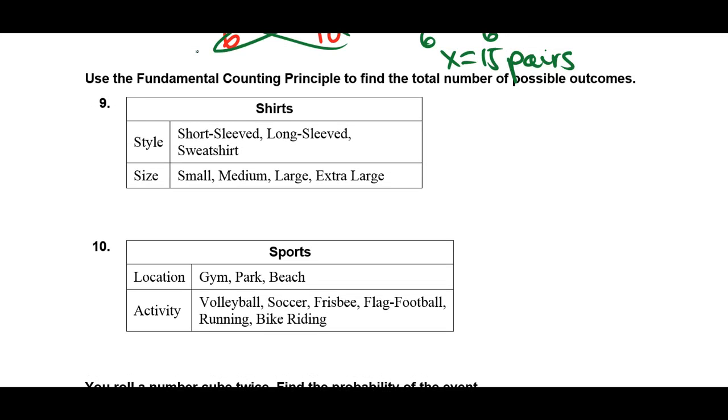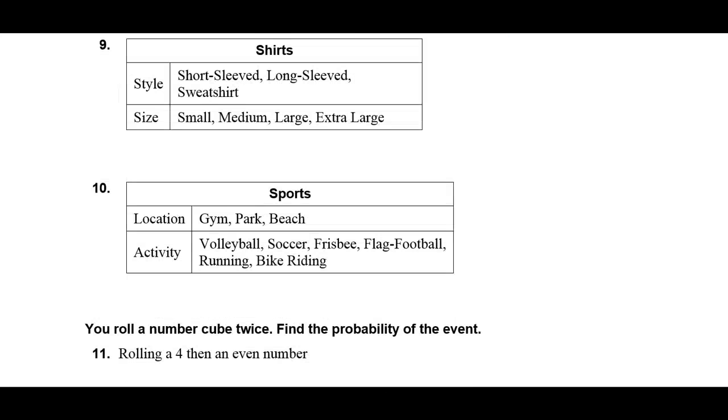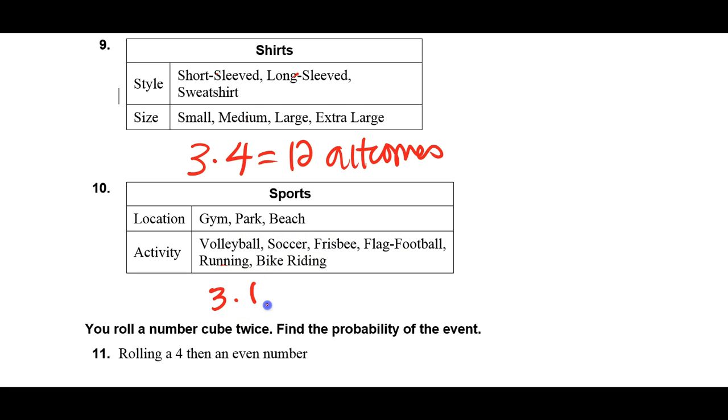Number 9 and number 10. On these two, you are using the fundamental counting principle, so you have to count up the number of ways of each of these and use multiplication. So styles, we have short sleeve, long sleeve, and sweatshirt, that's 3, and sizes, small, medium, large, and extra large, that is 1, 2, 3, 4. So 3 times 4, there are 12 outcomes. For location, gym, park, beach, that's 3. Activities, 1, 2, 3, 4, 5, 6, so 3 times 6 is 18 outcomes.